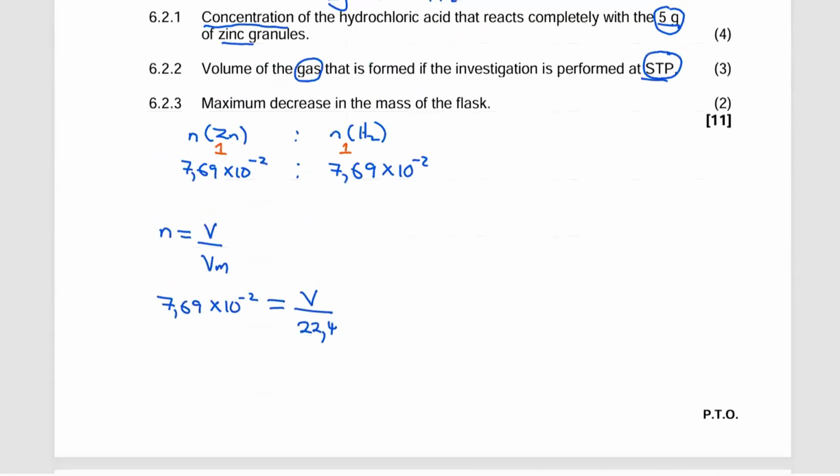We finish on a high note. If we do our math, V is equivalent to, we just cross multiply, 22,4 multiplied by 7.69 times 10 negative 2, and we get a value of 1,72 dm cubed, because this is the volume. That's how we go about calculating question 6.2.2.